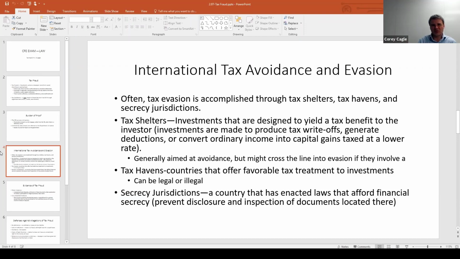Tax shelter, we automatically think, oh no, not good, but generally we're trying to legitimately avoid taxes sometimes with tax shelters, but it could cross the line into tax evasion if they involve a tax haven, which is a country that offers favorable tax treatment to an investment. Those can be legal as well. Or a secrecy jurisdiction, which is a country that has laws that they've enacted to afford secrecy and prevent disclosure and prevent people inspecting documents located there. That's a problem, right?